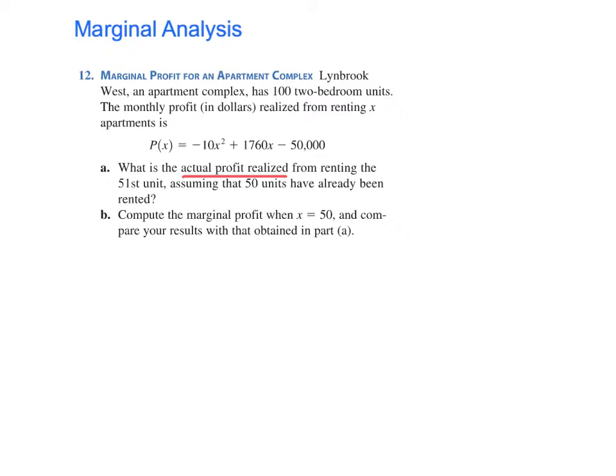This function tells you the total dollars for renting a particular number of apartments. That number happens to be represented by X. So if you want to know the total amount for, say, 50 units, you would plug in 50. The way you figure out just the 51st unit is to do the total amount for 51 units minus the total amount for 50 units.